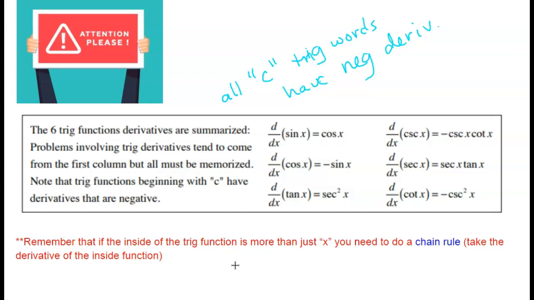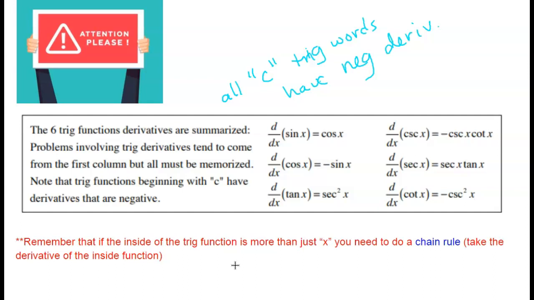You just have to. The derivative of cosecant is negative cosecant times cotangent. And look, cotangent and cosecant went together, so the C words. And then the derivative of secant is secant times tangent, and the derivative of tangent is secant squared. So these are the 6 that you do need to memorize, okay?